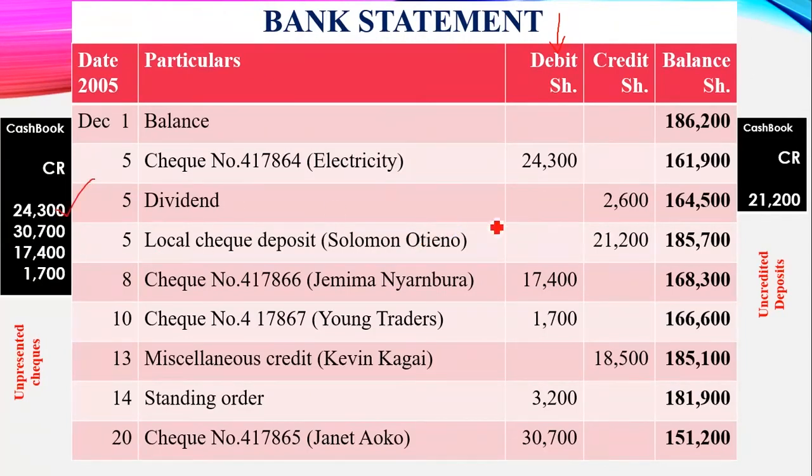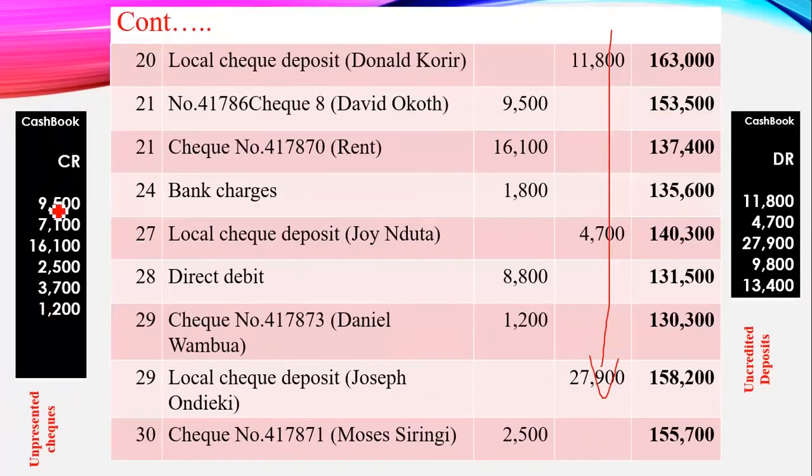So we have 24,300, it is there. We have 30,700, which is there. We have 17,400, it is there. We have 1,700, it is there. We go to the next page, we have 9,500, which is there. We have 7,100. 7,100 is not there, right? 16,100, it is there. We have 2,500, it is here. We have 3,700, the 700 is not there.